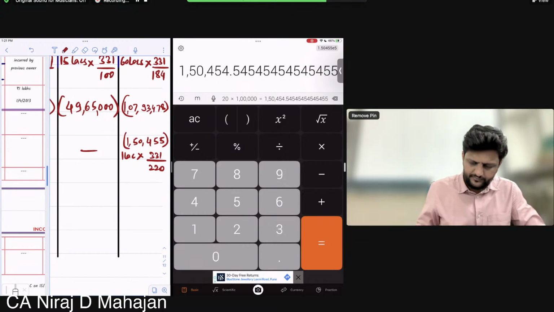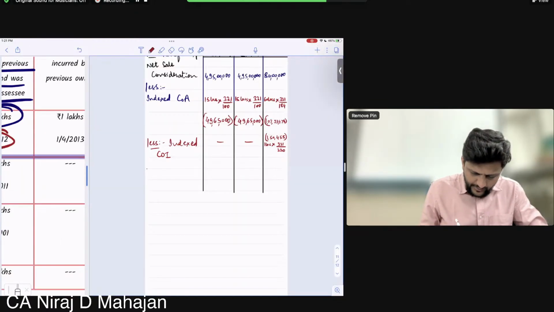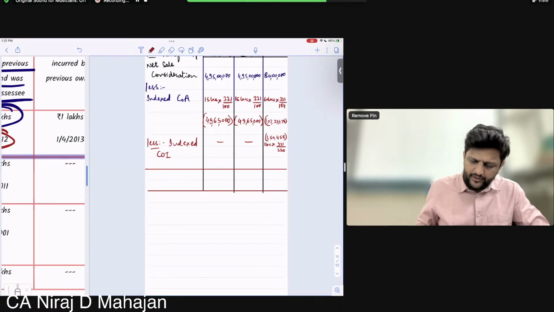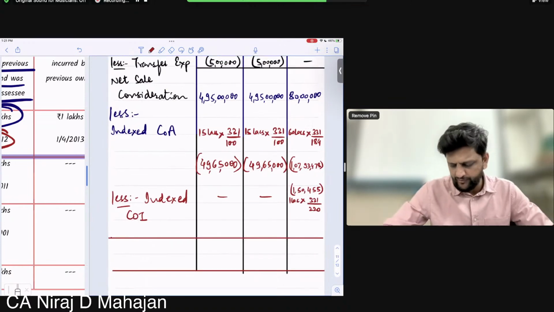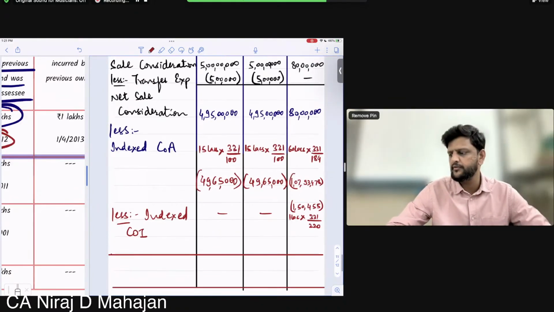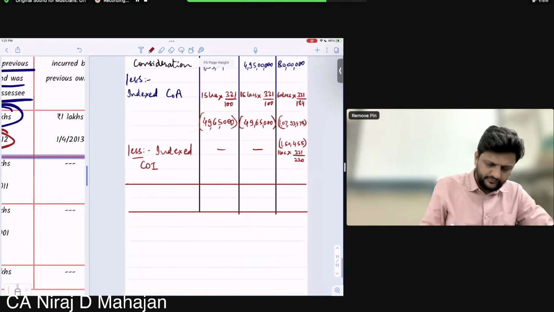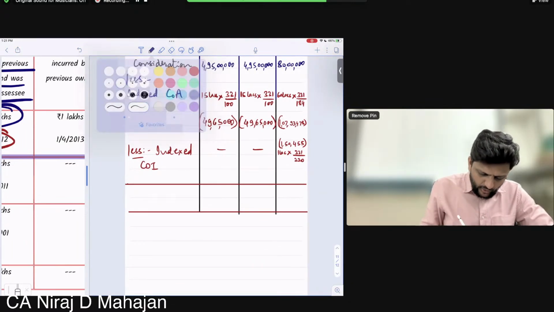1,20,455. Any other cost of improvement remaining? Nothing. Chalo. And all of this, we have said it is long-term capital. It was long-term only. But it may be quite clear to you, bachcho, the third one for flat comes to loss. है ना बच्चों? So long-term capital gain or loss.